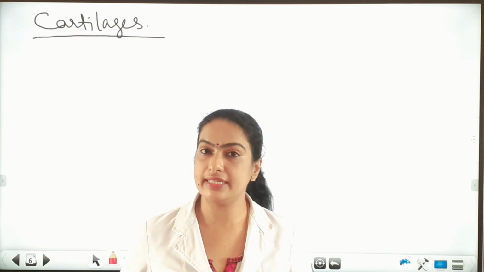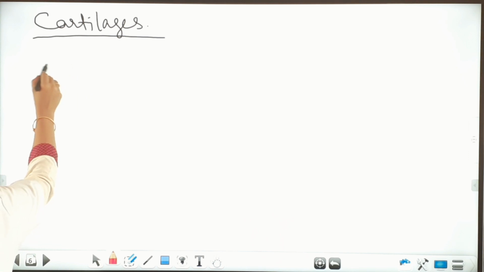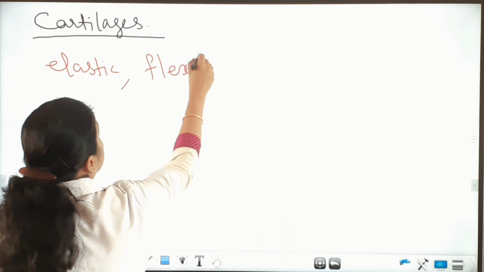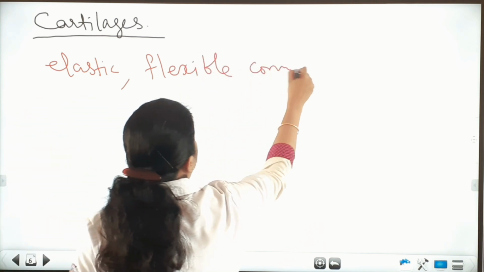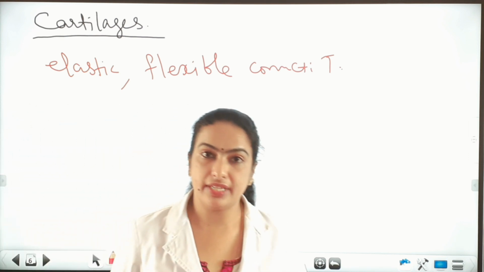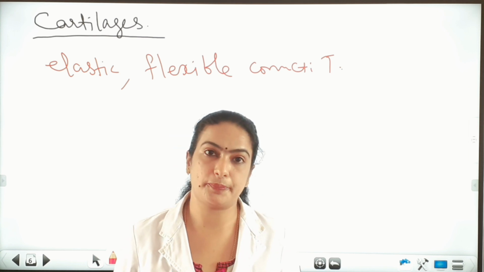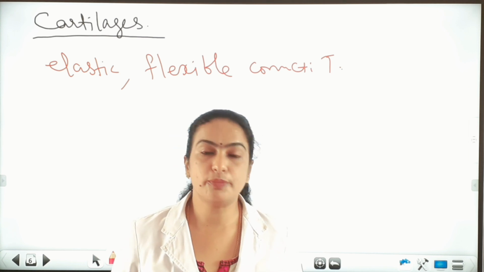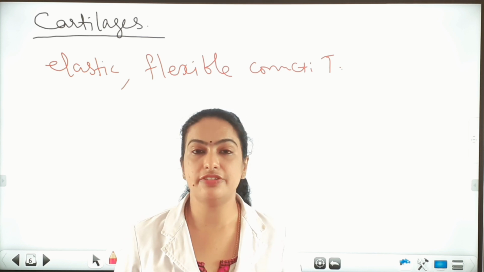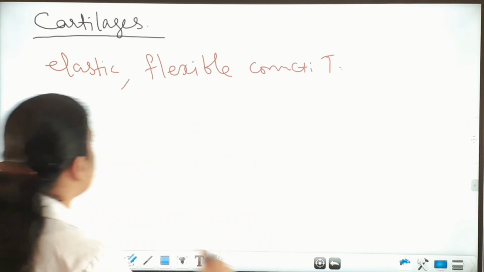Next we can see cartilages. So here cartilages are made of very elastic, flexible connective tissue. So cartilages are made of very soft, flexible connective tissue. And that also provides a framework to our body. We can see the cartilages in the ear region, nose region, etc. I will show you the structure.